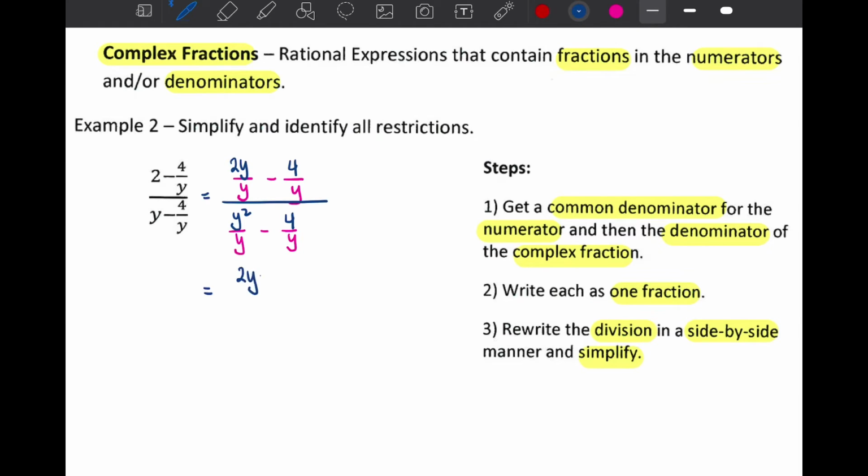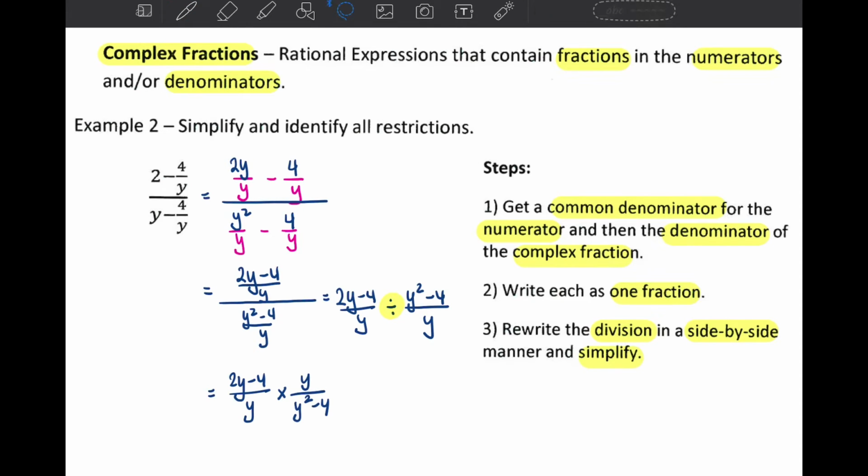We have (2y minus 4) all over y, and a huge fraction bar, and then (y squared minus 4) all over y. Rewrite this side by side: (2y minus 4) over y divided by (y squared minus 4) all over y. If we're dividing a fraction, then we need to switch the operation to multiplication, and then you have to reciprocate the second fraction. It says we need to simplify further, so we can factor this one and this one, but also I can cancel out the y's on the top and the bottom.